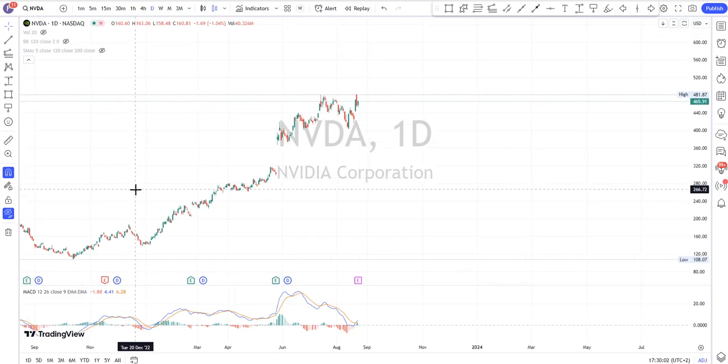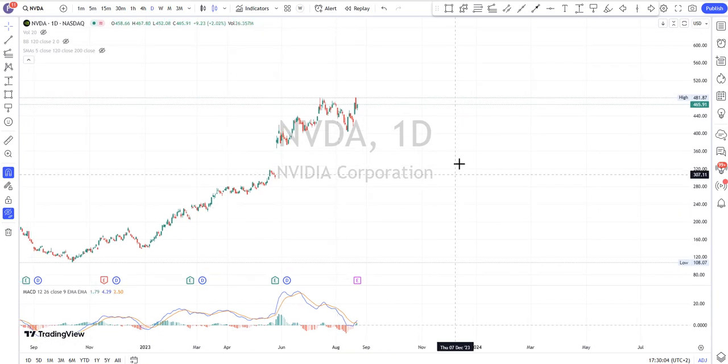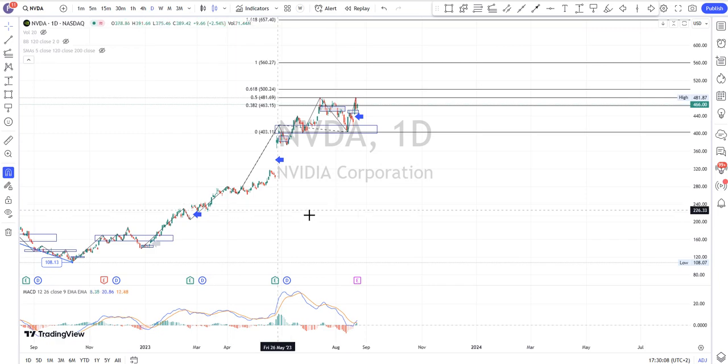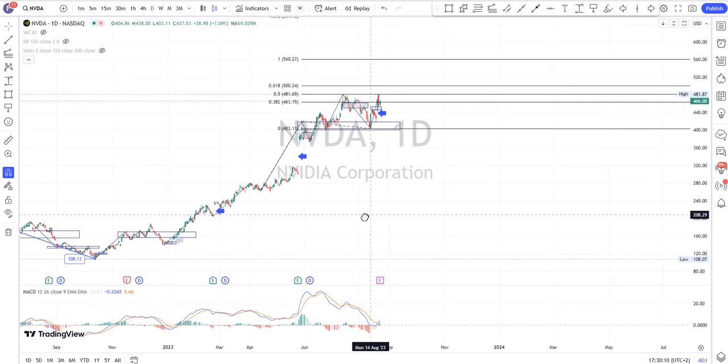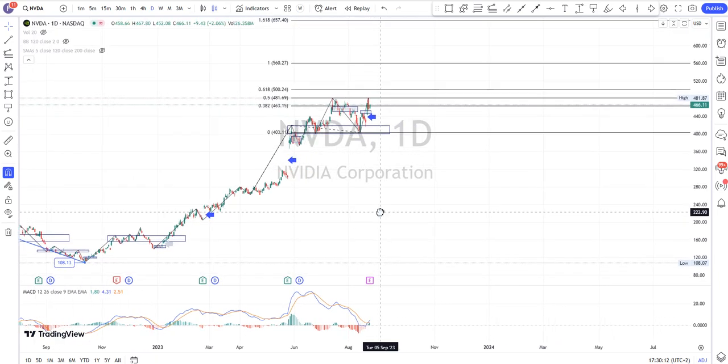So I will show you my technical analysis on the day chart. This is a day chart. All right, this is my analysis. Let me show you what it means.